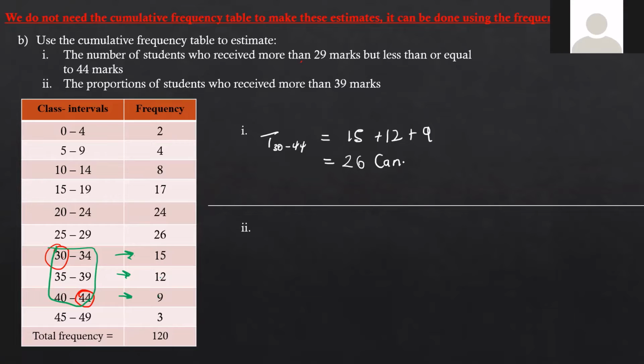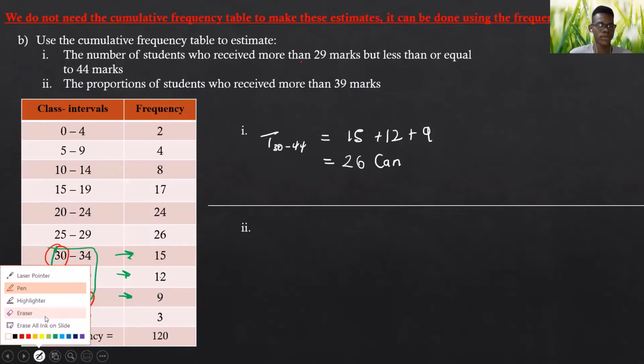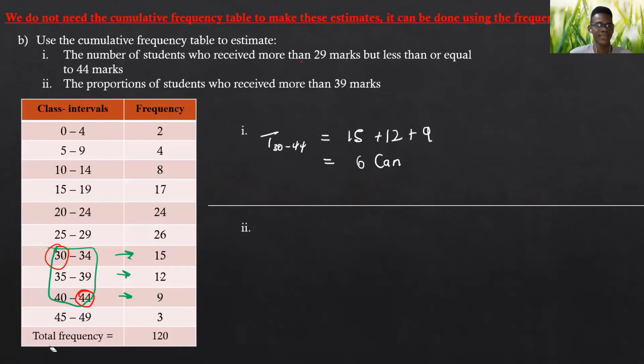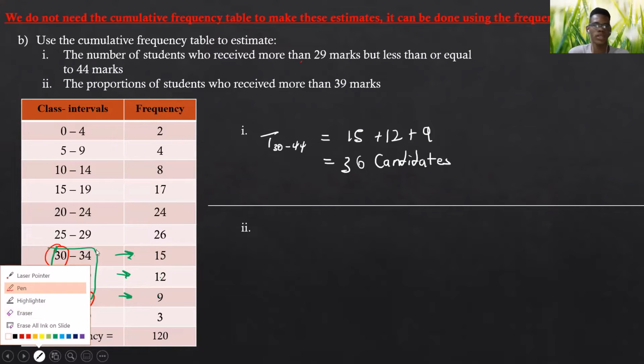Sure, I got 36. But you know, something wrong with my eye. All right, yeah, it's 36. 36. Put students, it should be candidates, right? Good, so we got that.